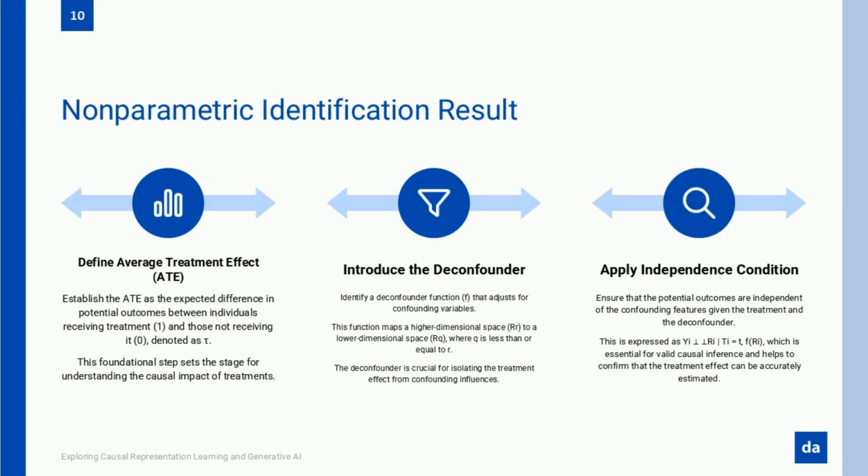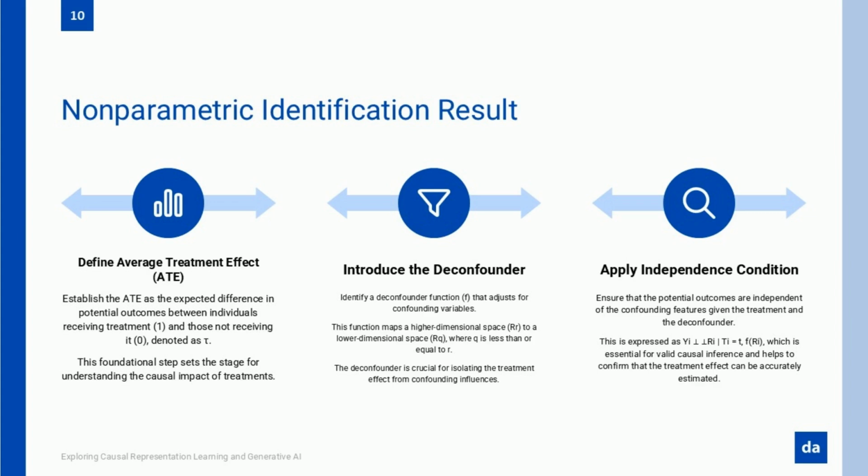Of course, there are challenges. If our deconfounder isn't properly estimated, we might still have some unobserved bias lurking in our data. That's why ensuring enough variation in the data and using the right machine learning techniques to extract meaningful representations is critical for accurate causal inference.